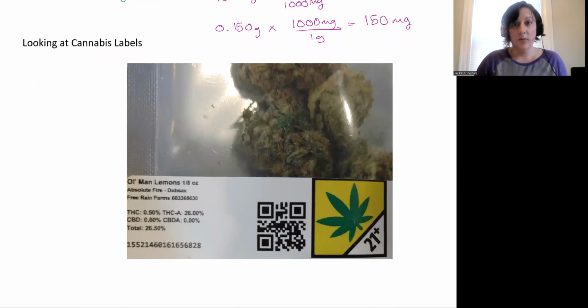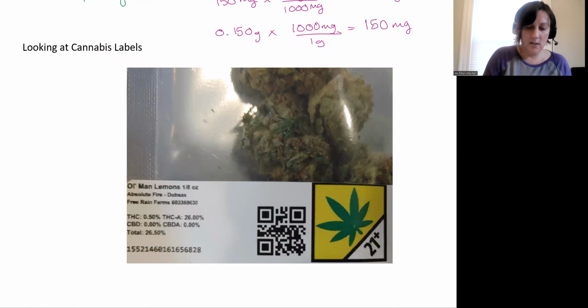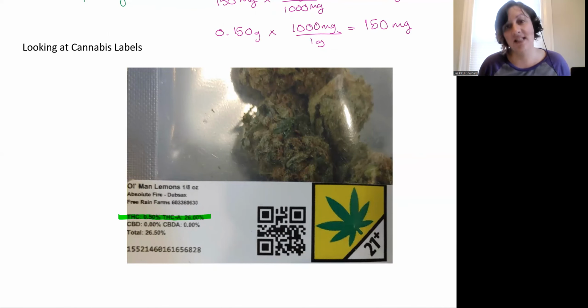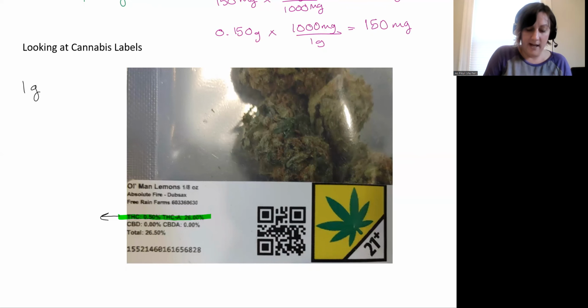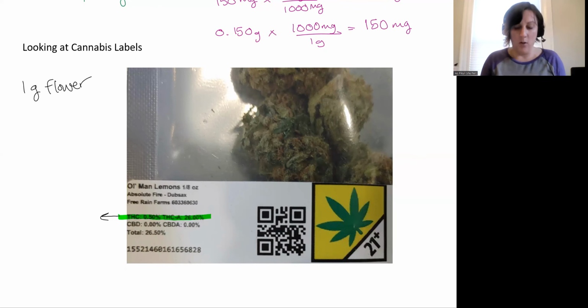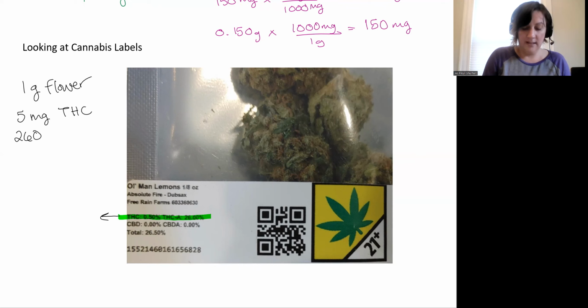Looking at a label, so here is some dried flower. Let's see what it says. For this one, it says the THC is 0.5%, but THCA is 26%. So this means in 1 gram of the flower, and this is Old Man Lemons, we're going to have 5 milligrams of THC and 260 milligrams of THCA.